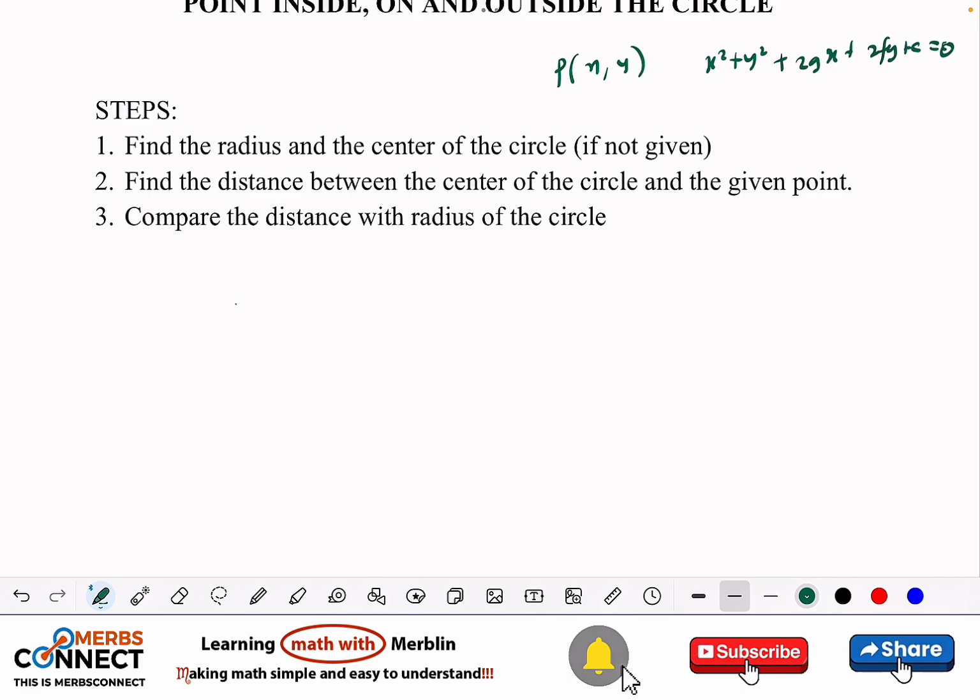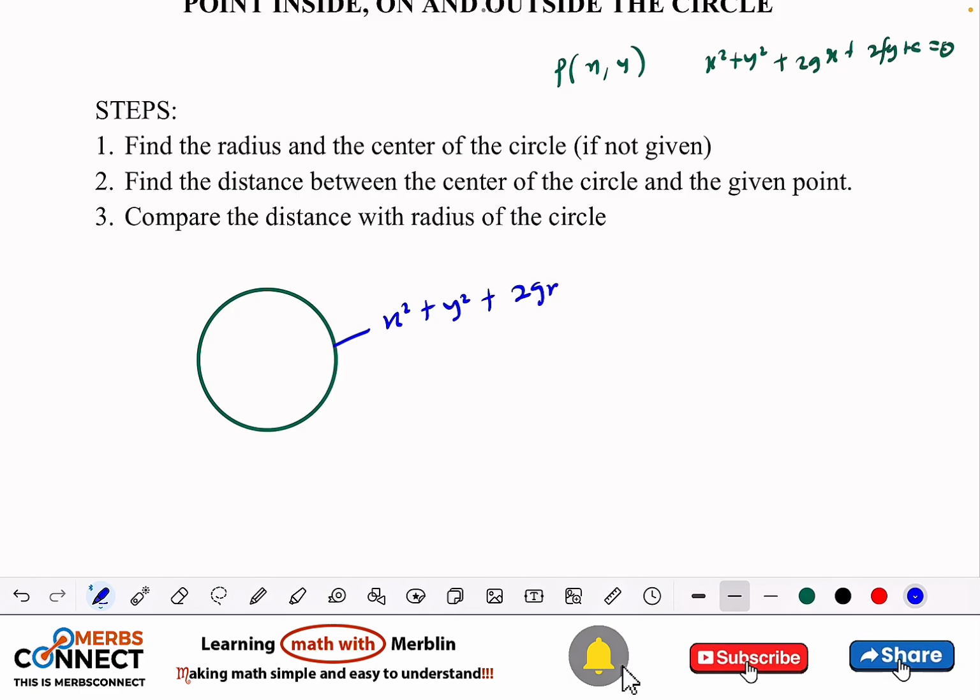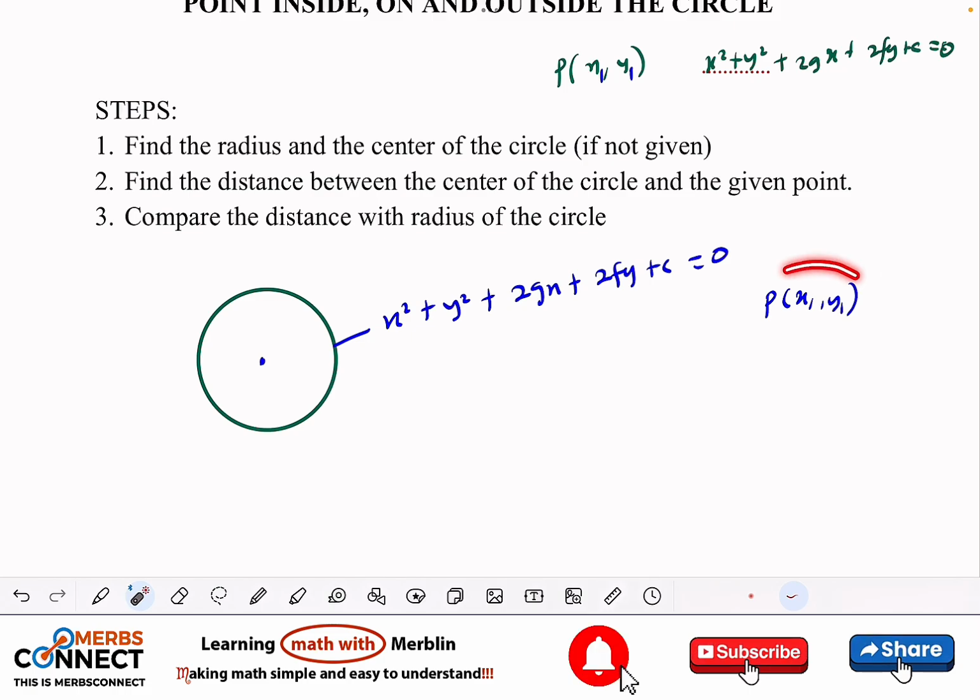I think it's time for me to just sketch so that you better understand it. Good. So this is my circle. And then they've given us the equation of the circle: x squared plus y squared plus 2gx plus 2fy plus c is equal to 0, right? And then I have a center here, and let's assume that we have a point. They've given us a point, which is, let me make this one x1, y1. This is the point given to us. So what we want to do is find out if this point is inside the circle, on the circle, or outside the circle.